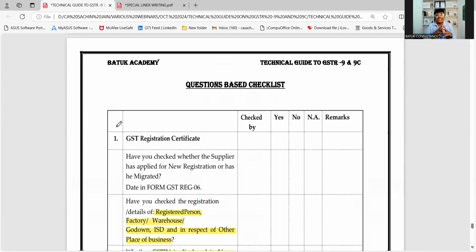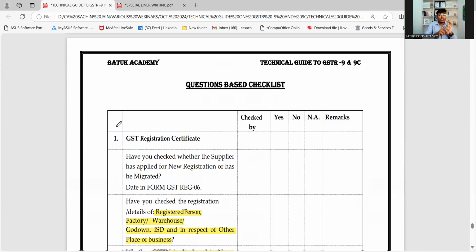Suppose while providing the reconciliation, if there is a requirement of any attachment or annexure which you want to attach with the GSTR-9C, in such a situation, you can attach the same. Okay, so the option is available.